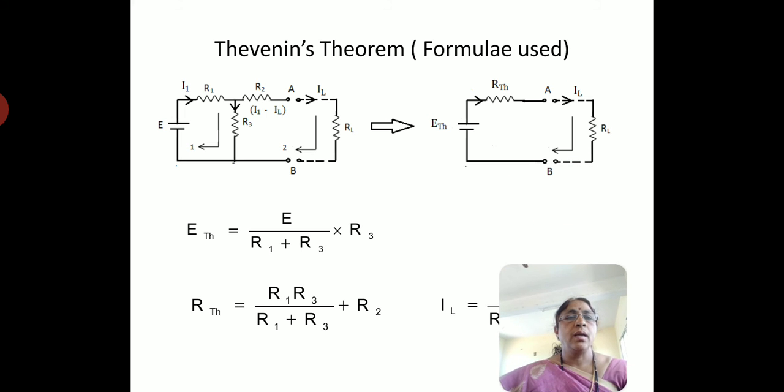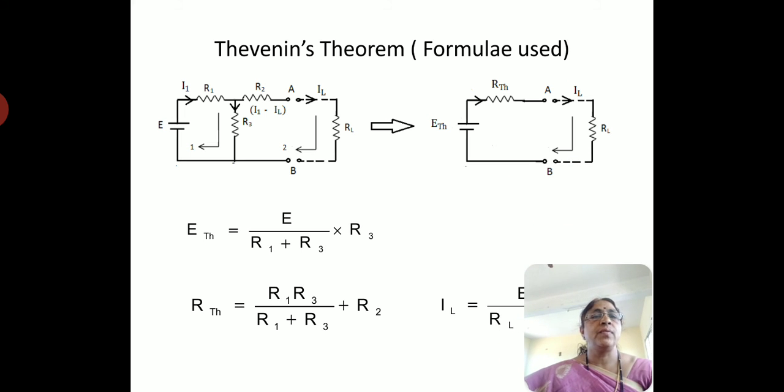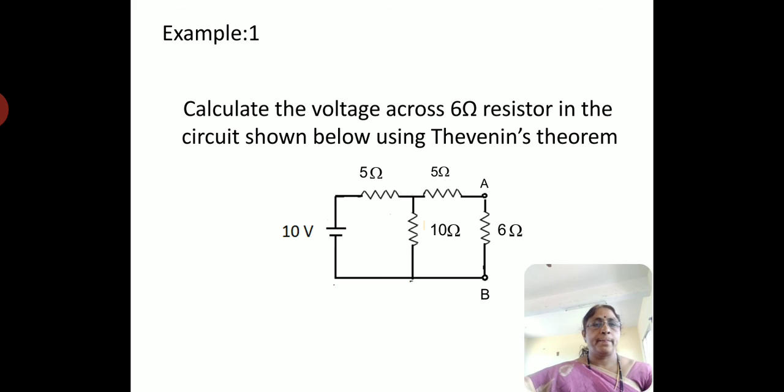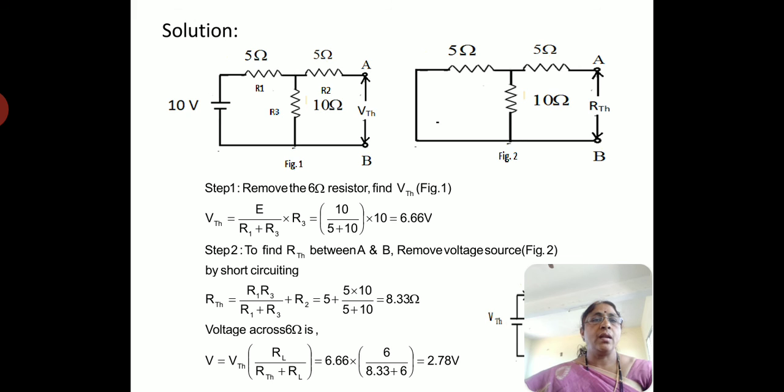With this formula, let us calculate the current flowing through the load. So this is example 1. Calculate the voltage across the 6 ohm resistor in the circuit shown below using Thevenin's theorem. The 6 ohm resistor is acting as a load, and with the simple Thevenin's theorem, we can easily calculate the current passing through the 6 ohm resistor and also the voltage across it. Now see the solution.